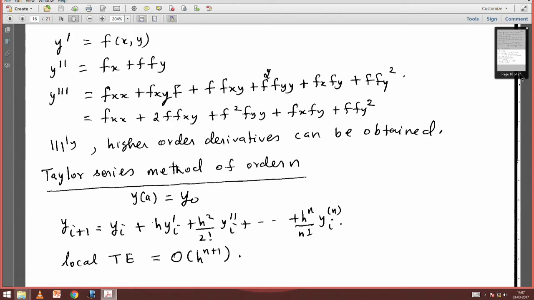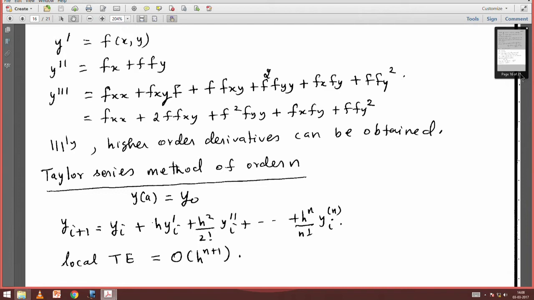is what we require to write down the solution at xi plus 1. Then we have Taylor series method of order n given by y of a is y naught, that is the initial condition. Then we can compute y1 with i equal to 0 by substituting the derivatives evaluated at the point x naught comma y naught. When we know y1, then we use this expansion to obtain the solution at x2, namely y2, and continue till xn at which we require the solution, which is denoted by yn, which approximates y at xn.